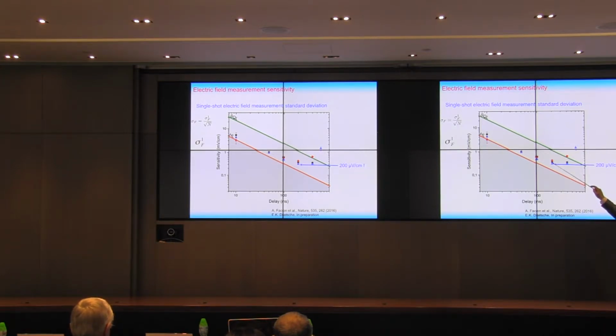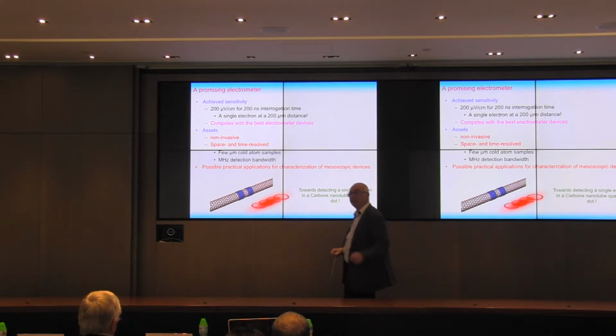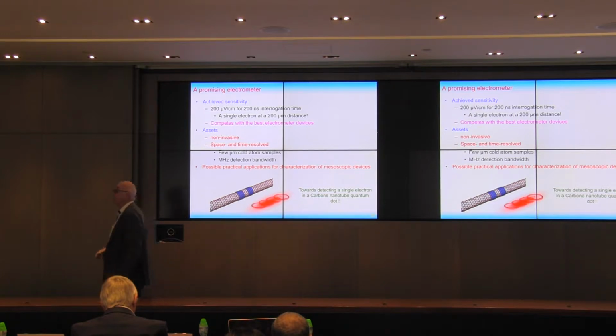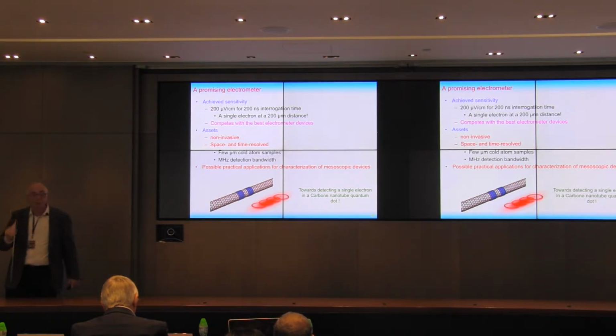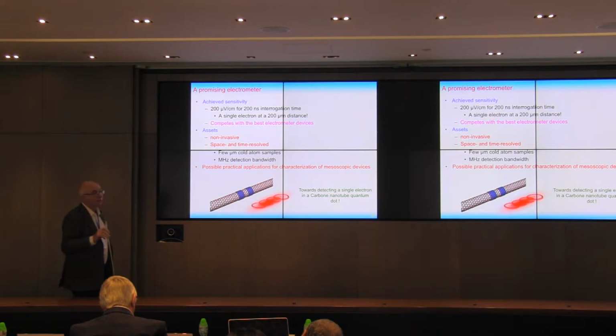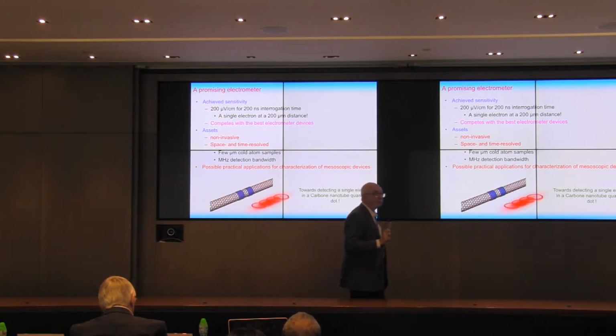What is interesting here is the lowest point. We get a sensitivity of 200 microvolts per centimeter in a 200 nanosecond interaction time. 200 microvolts per centimeter is the field of a single electron at a distance of 200 micrometers. So it means that with a small sample of Rydberg atoms, we could detect the presence of a single electron at a 200 micrometer distance in only 200 nanoseconds. That compares and beats the most sensitive electrometers so far, including the single electron transistor.